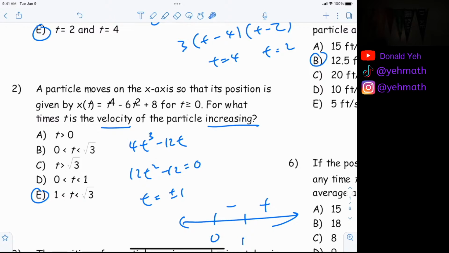The keyword is velocity. What do you do to find velocity? Take a derivative. If you want to find whether something is increasing or decreasing, you take another derivative. Does that make sense? And you do a number line test. Between 0 and 1 is negative. Between 1 and square root 3 is positive. So the answer is E, because velocity is increasing. Am I going too fast?